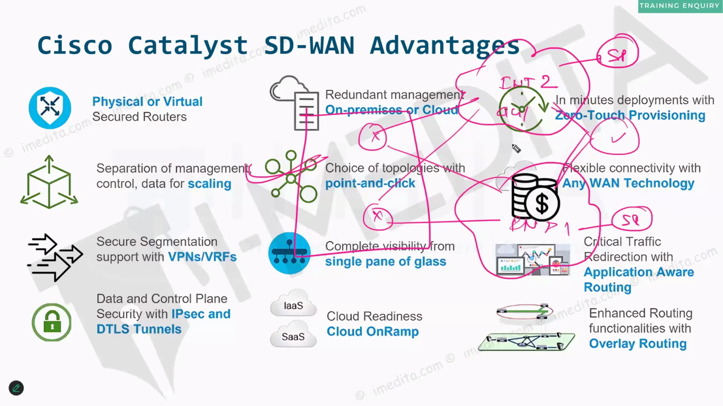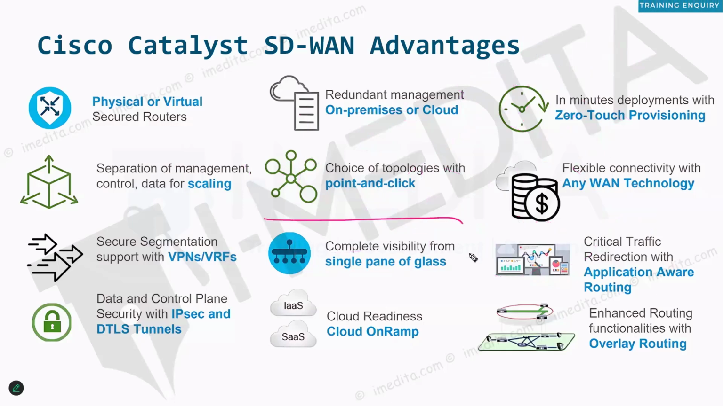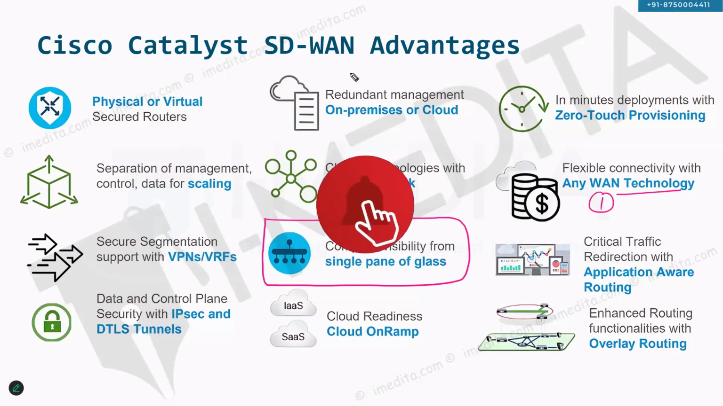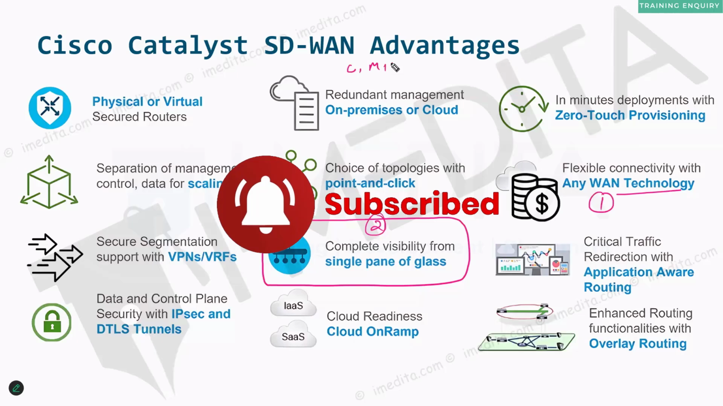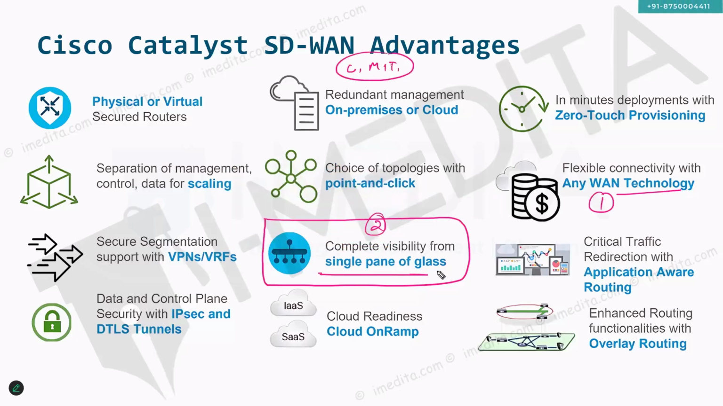The second advantage that we get in SD-WAN is that from a centralized point, I can do all the things. Everything that we want to do, we can do from a centralized point. We can use any WAN technology to connect multiple devices, and we get complete visibility from a single pane of glass, which basically means that we can manage, configure, monitor, and troubleshoot, all from a centralized point.